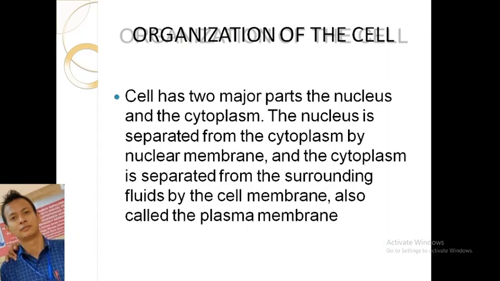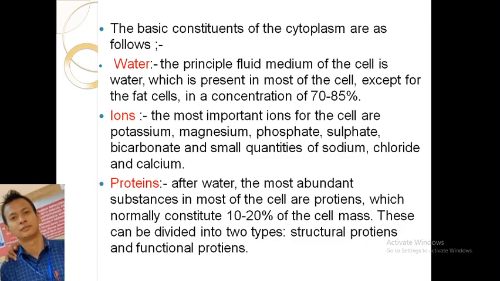The organization of the cell has two main parts: the nucleus and the cytoplasm. The nucleus is separated from the cytoplasm by the nuclear membrane, and the cytoplasm is separated from the surrounding fluid by the cell membrane, called the plasma membrane. The basic constituents of cytoplasm are water, ions, and proteins. Water makes up 70 to 80% of most cells, and ions include potassium, magnesium, phosphate, sulfate, bicarbonate, and small quantities of calcium. Proteins are around 10 to 20% of cell mass.